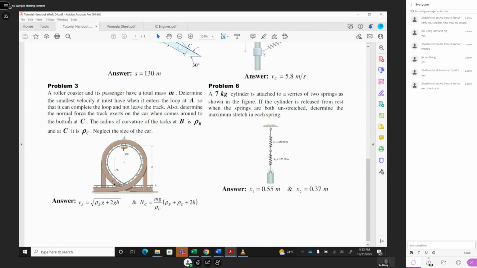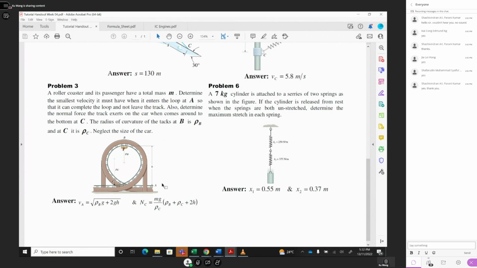Also determine the normal force of the track exists on the car when it comes along to the bottom point at C. Okay, the radius of the curvature of the track at B is rho B. Rho B is here, and at C is rho C. Okay, just ignore the size of the car. How to solve this problem?